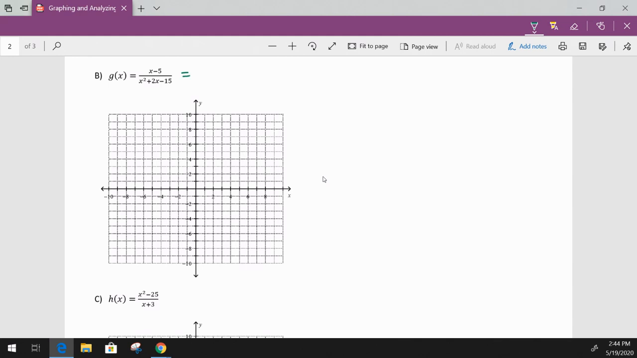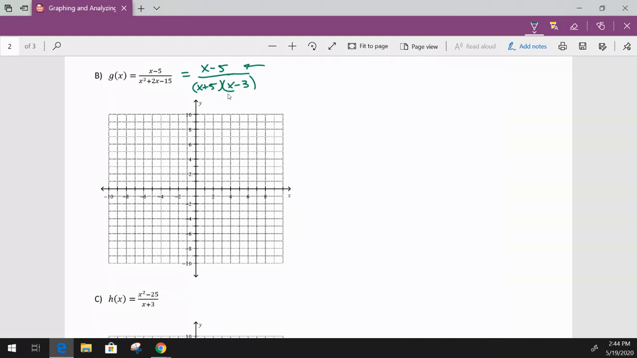So we're just going to rewrite this as x minus 5. But your denominator can be factored into x plus 5 and x minus 3. So we do not have an x value that would make both the numerator and denominator equal to 0, so there will be no holes, which is nice.